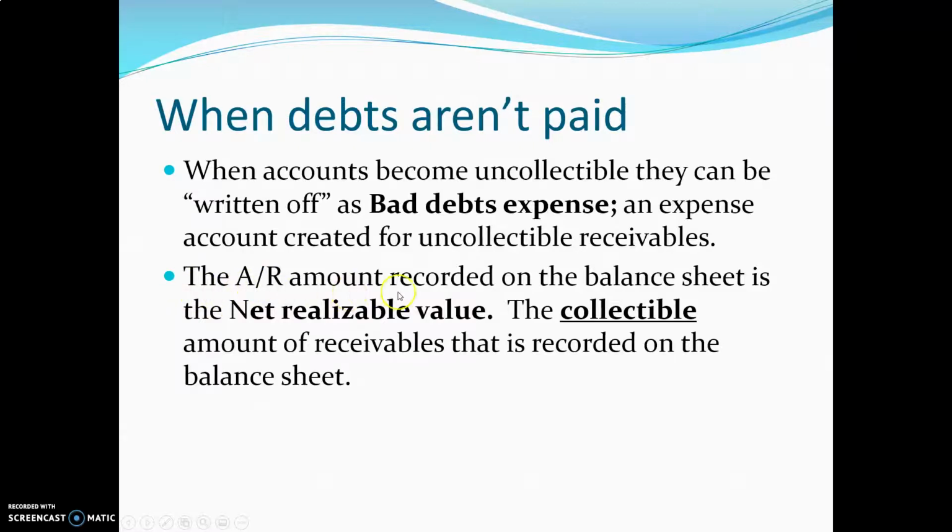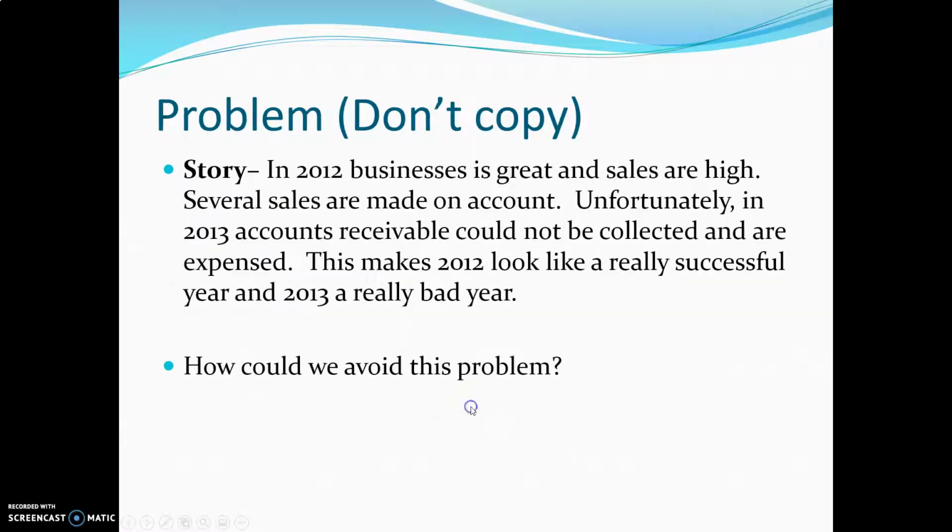The accounts receivable amount recorded on the balance sheet is the net realizable value. That's basically the value that we expect to collect from the receivables. So what we're trying to say is if we know that John Doe is not going to pay his debts, we need to account for that on the balance sheet. And so there is something which we can do to make sure that we're accurately recording this.